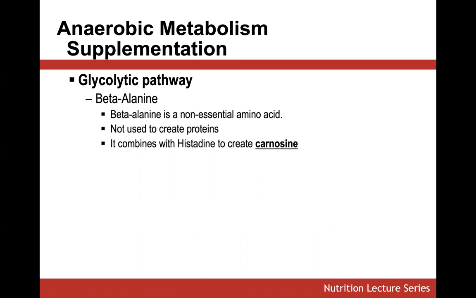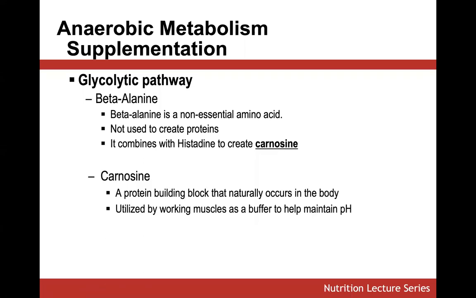So let's talk about beta alanine. This is a big one that you'll find with CrossFitters, track athletes, and even some cyclists and triathletes. Beta alanine is a non-essential amino acid. This amino acid is not utilized to create proteins. It's used for buffering the body's pH. It's combined with the amino acid histidine to create the molecule carnosine. Carnosine is found in the muscles, and it's used to buffer and maintain the body's pH.